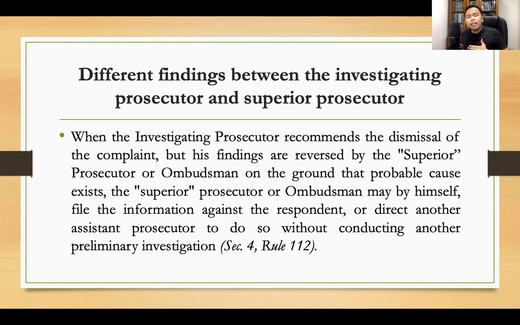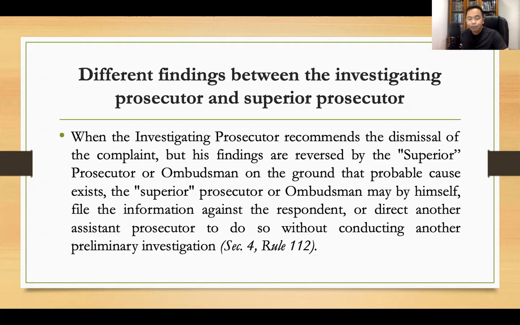Now, in case there are different findings between the investigating prosecutor and the superior prosecutor, what happens? When the investigating prosecutor recommends the dismissal of the complaint, but his findings are reversed by the superior prosecutor or the ombudsman on the ground that probable cause exists, the superior prosecutor or ombudsman may by himself file the information against the respondent or direct another assistant prosecutor to do so without conducting another preliminary investigation.